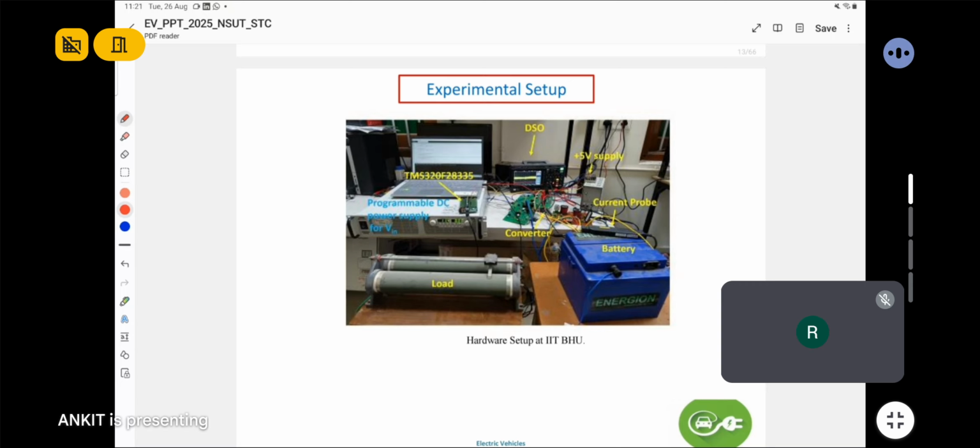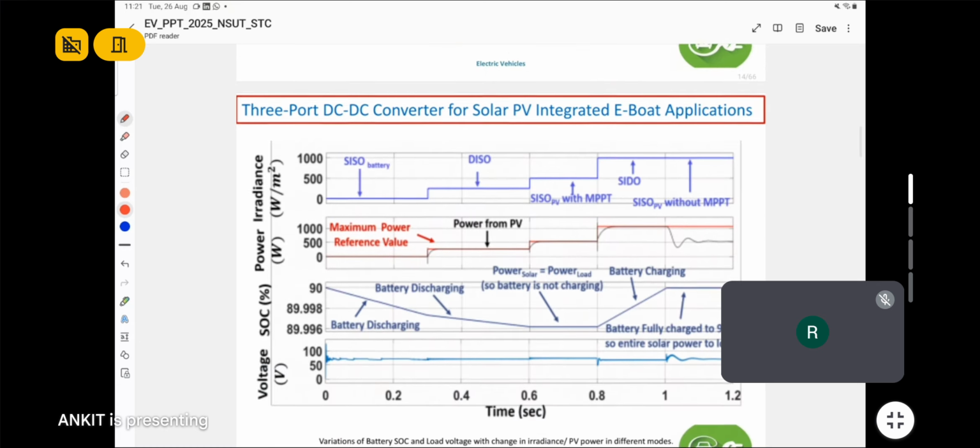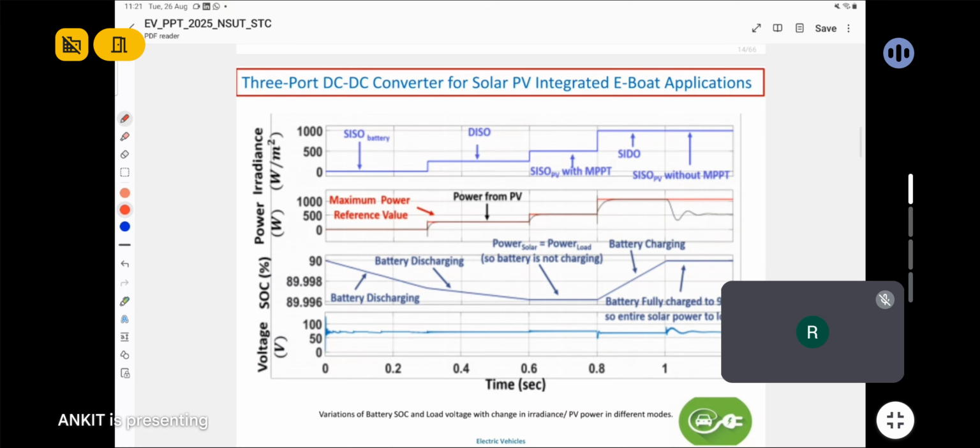So this is the experimental setup of this work with the TMS320F28335 microcontroller. Now I will come to its results, and it is somewhat interesting. From the results, we can understand how the whole system is working. So you can see this is the reference power, the load reference power. The battery and PV are used to supply the load power, as we will see in all the modes which we have discussed.